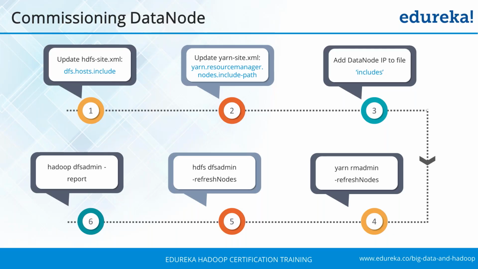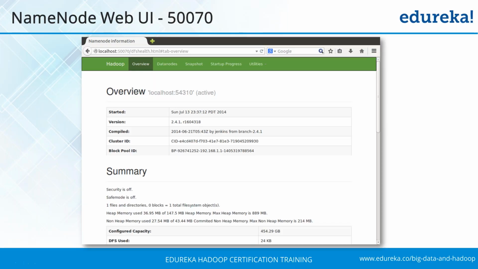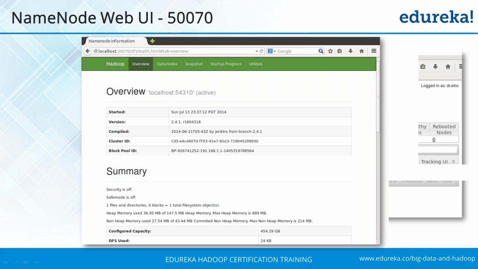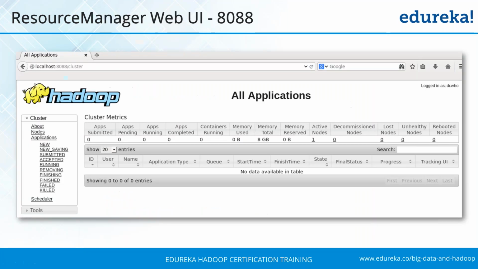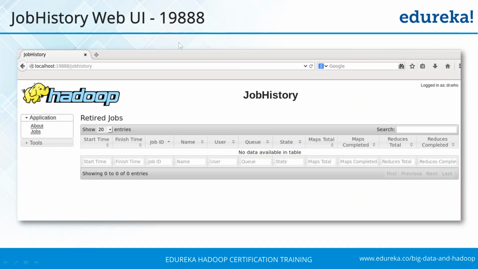Before that, I just want to show you the web user interfaces as well, which it generates. So we have the web user interface components also, which are being created here. The name node web user interface goes to port 50070, and the resource manager web user interface goes to port 8088. The secondary name node web UI goes to port 50090, and the job history server web UI goes to port 19888. So we can see all of them now because we have started our daemons.